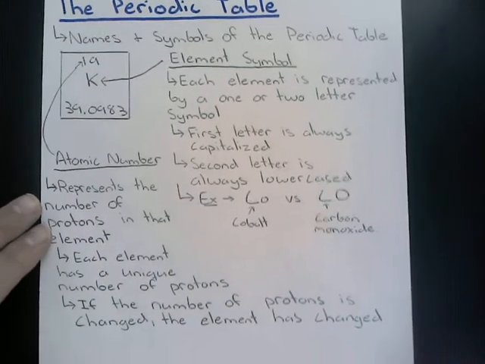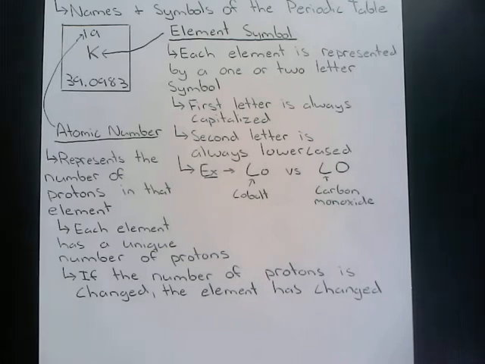Now, another important note here about our atomic number. In a neutral atom, so that means there is no charge, the number of protons is equal to the number of electrons. Again, just in a neutral atom, that means there's no charge. We're not dealing with an ion. Number of protons equals the number of electrons.